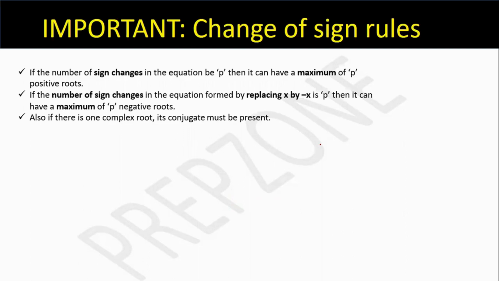कि अगर sign changes, मतलब कोई भी एक मान लो equation है, or maybe let me take one equation. Okay, for example, let's say the equation is x to the power 4 minus 3x cube plus 2x squared plus x plus 5 is equals to 0. You don't have to write, just try to understand what I'm writing. Okay, let's say this is a 4-degree equation.